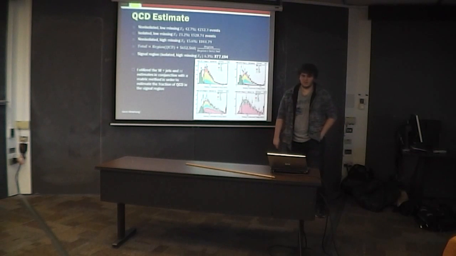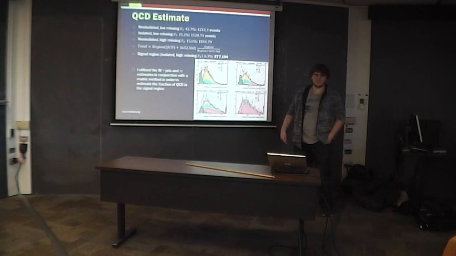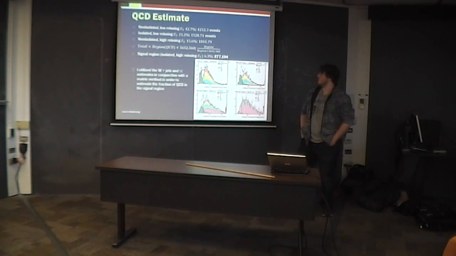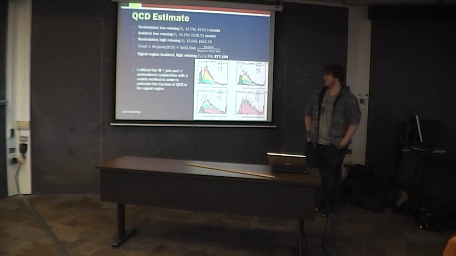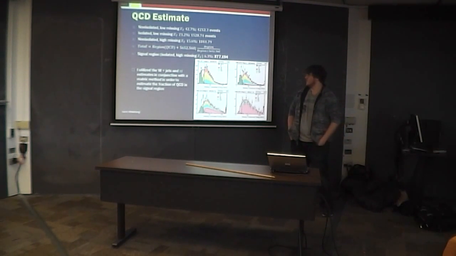And I used the W plus jets estimate from Alonzo and used the TT bar estimates that I calculated to find the QCD fraction in the sigma region, which is the isolated leptons and high missing transverse energy. I was given the QCD fraction for the first 3 regions on the top, and I used that to find the sigma region QCD fraction was 6.3%, and it came out to a total number of events of 377.194 for QCD multijet.